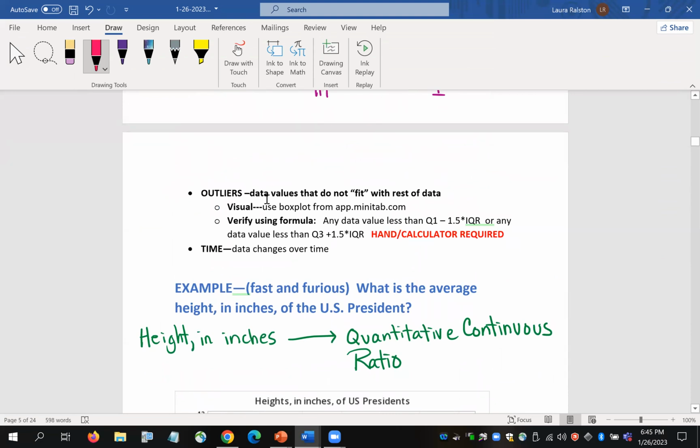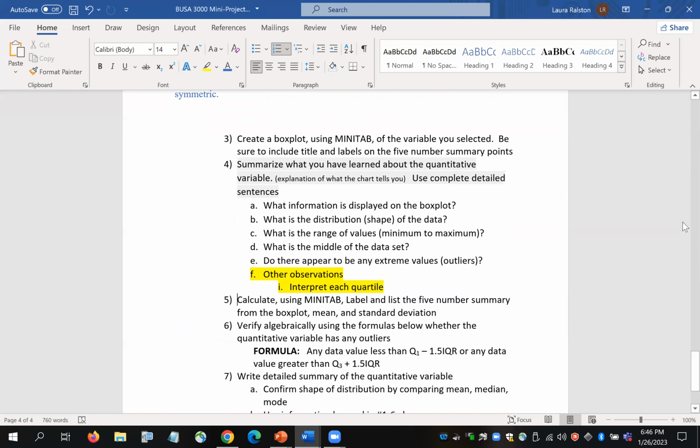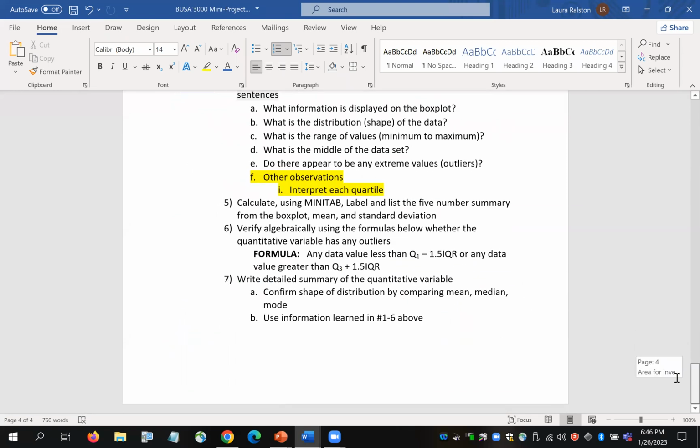Okay, with outliers, you visually determine whether you have outliers by looking at the box plot and looking for the stars. But we verify that using the formula. And the formula is stated here. I know that it's also included on Mini Project 1. I give you that formula so that you don't have to go look it up somewhere. It's there.